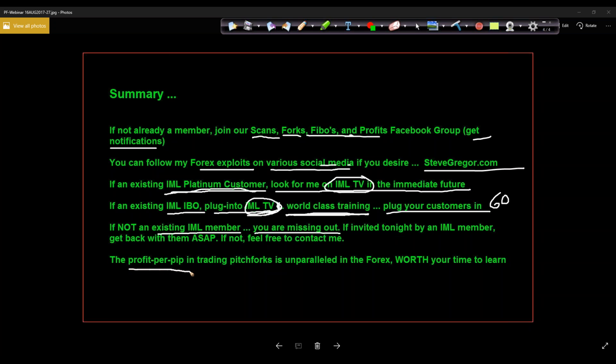The profit per pip, I've tried to demonstrate this. I hope I whetted your appetite. I didn't come here to teach you how to trade pitchforks tonight. There's too much involved. We'll do that over time in IML TV on my channel. But the profit per pip in trading pitchforks is just unparalleled in the Forex. It's worth your time to learn. If you're going to learn how to trade, why not learn how to trade so you're making 10 times the profit? That's the way I see it. If you're going to invest all sorts of time learning all sorts of various stuff, why not learn a real-time technology that you can get in there with high percentage, small stops, big gains?